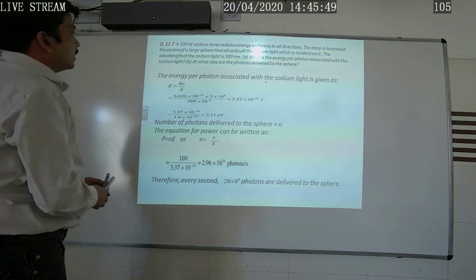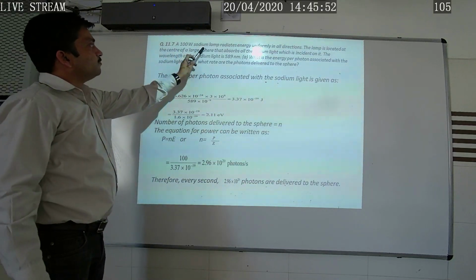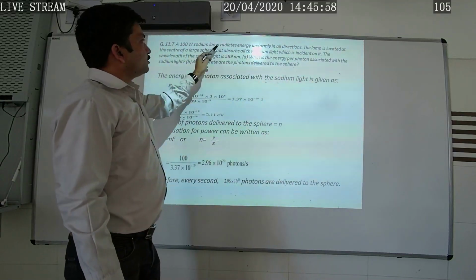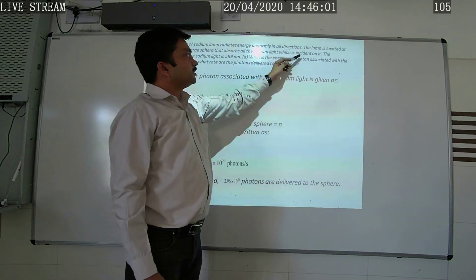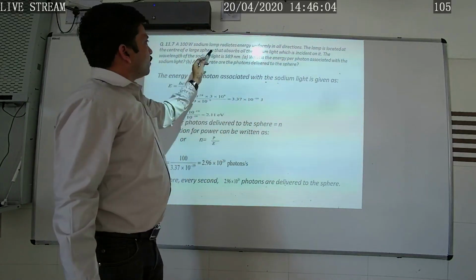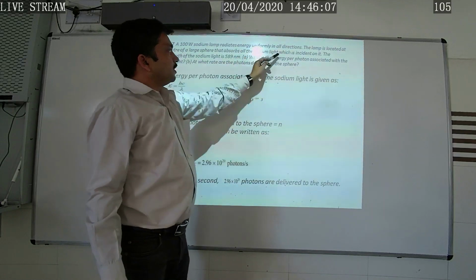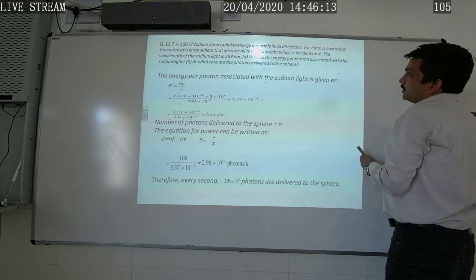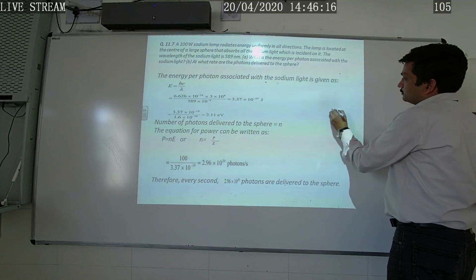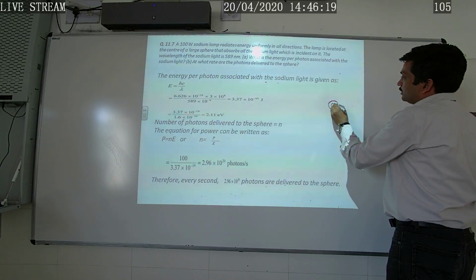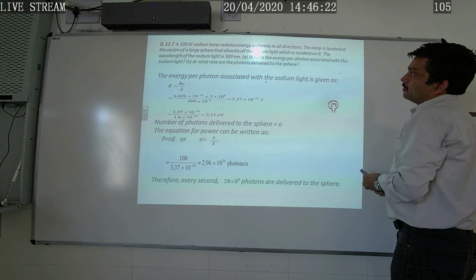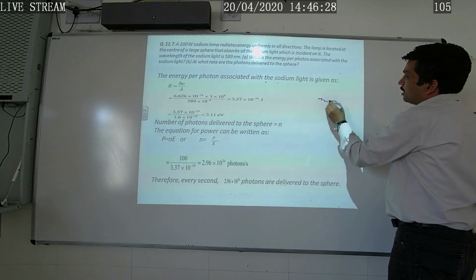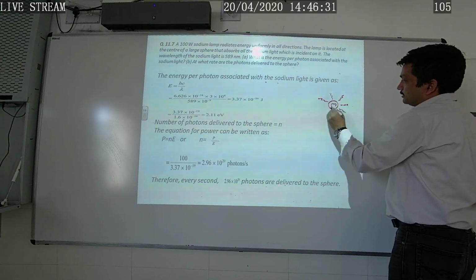The question is, a 100-watt sodium lamp radiates energy uniformly in all directions. The lamp is located at the center of a large sphere that absorbs all the sodium light which is incident on it. As per the situation, let us consider this is our sodium lamp. This lamp is radiating the energy uniformly in all directions, light.